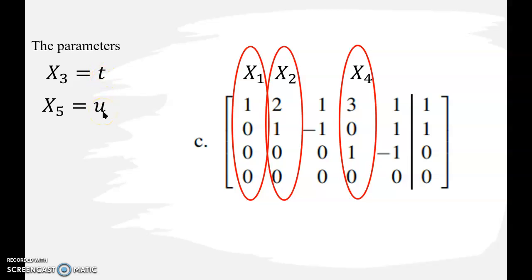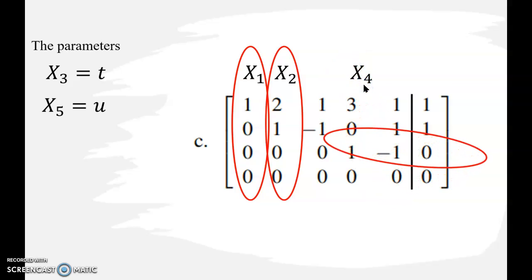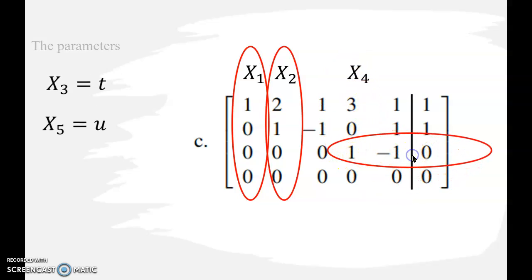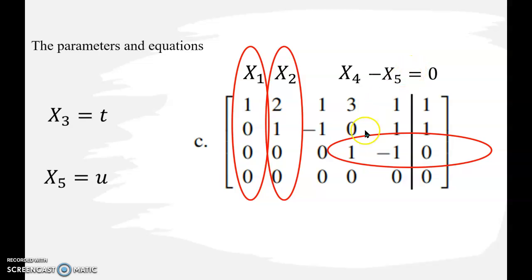So t and u. And then we start from the bottom up, and the first equation is going to be with x4. Using our equal sign from the augmented system, it's basically x4 minus x5 equals 0. We know what x5 is. It's u. So x4 minus u equals 0, or x4 equals u.